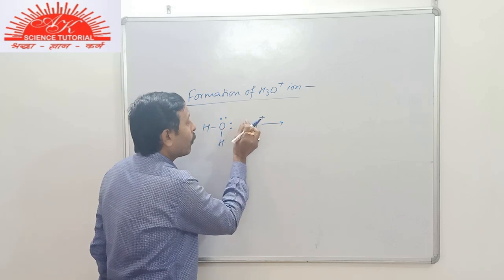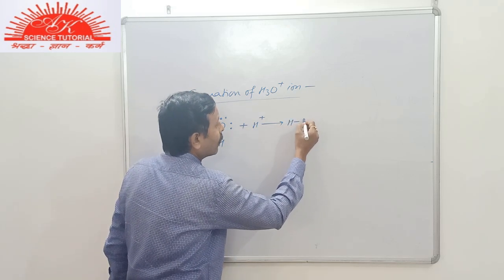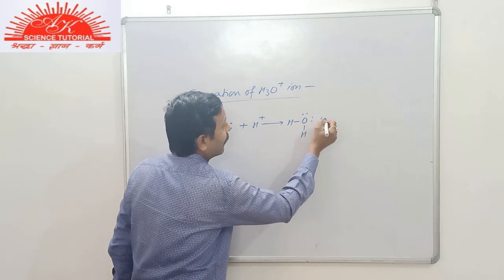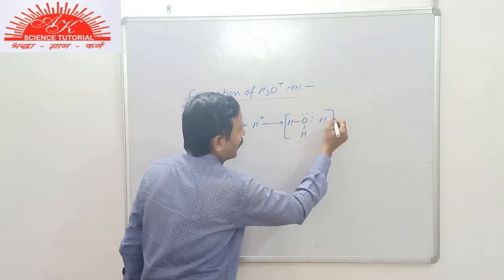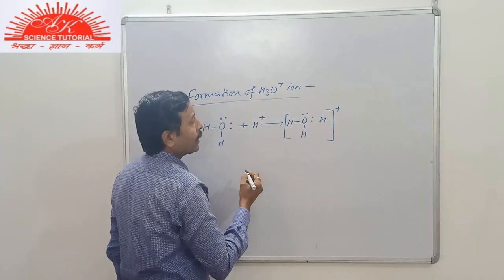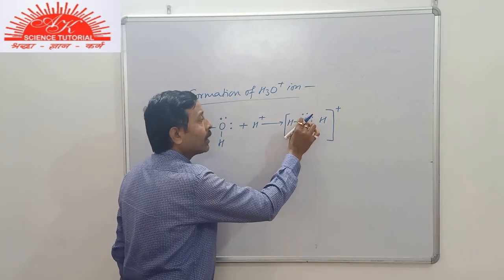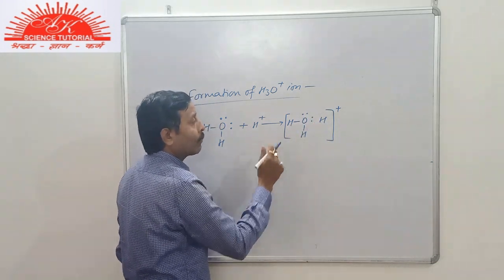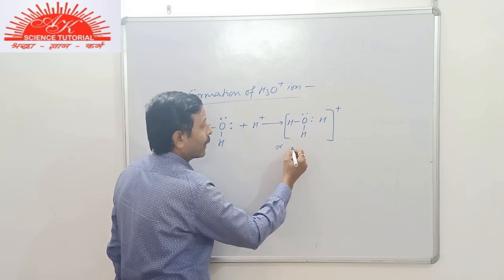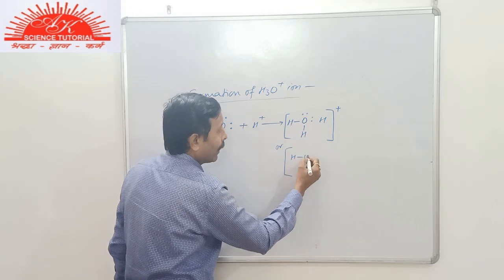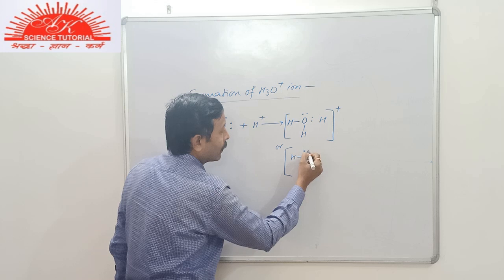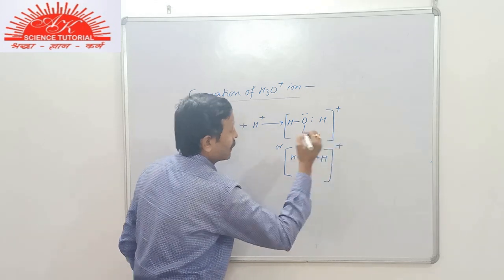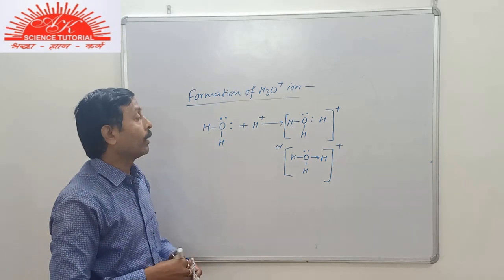So oxygen provides a lone pair of electrons to this hydrogen ion for sharing. This is not mutual sharing. In this part, oxygen provides just its single pair of electrons to hydrogen for sharing, and this type of bond is known as a coordinate bond. So with the help of this coordinate bond, which can be represented by an arrow, this gives H3O plus ion, that is hydronium ion.